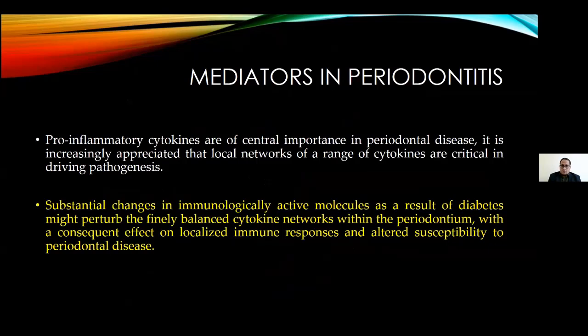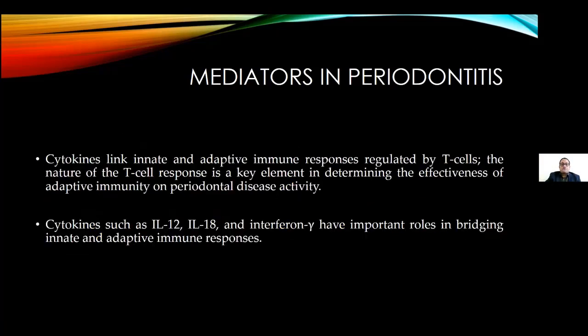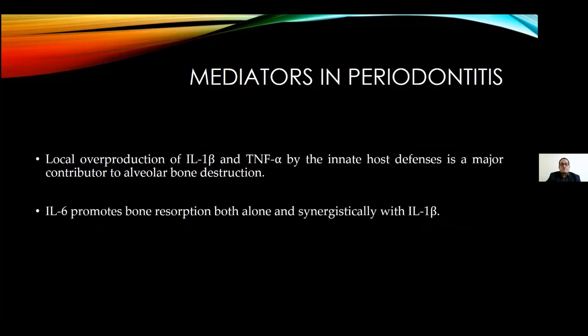We require a very fine balance with respect to the cytokine network. Now, if this network is disturbed, then there is going to be a prolonged or protracted infectious or inflammatory condition. Cytokines also link the innate and adaptive immune responses regulated by the T cells. And of these, interleukin 12, interleukin 18, and interferon gamma have important roles in bridging the innate and the adaptive immune responses, especially in periodontitis.